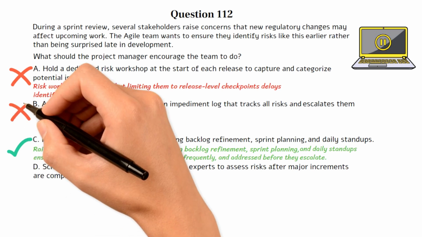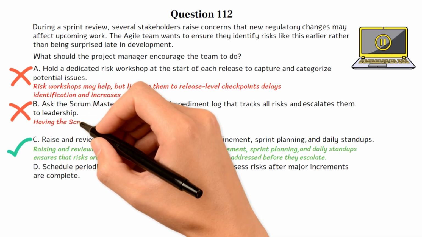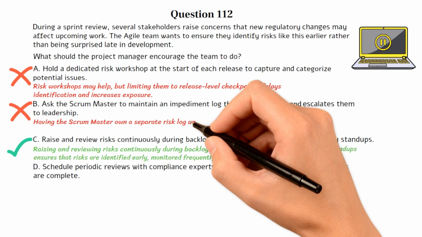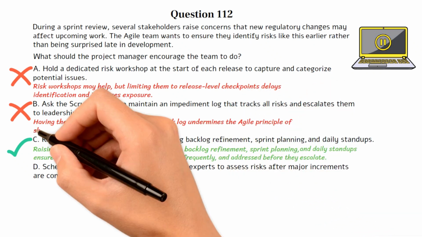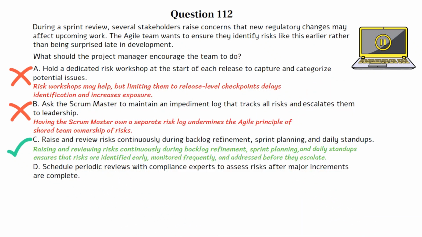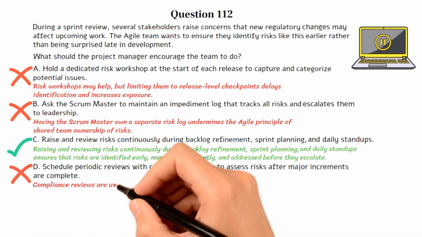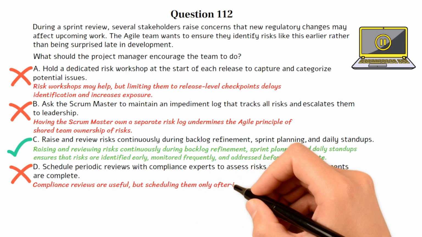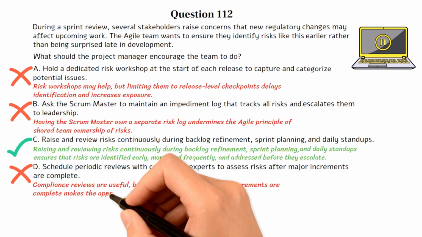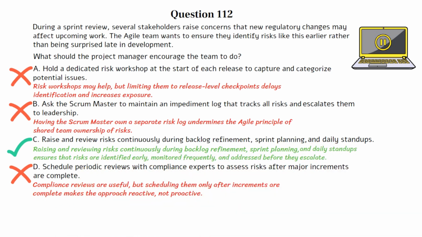Choice B is incorrect. Having the Scrum Master own a separate risk log undermines the Agile principle of shared team ownership of risks. Choice D is incorrect. Compliance reviews are useful, but scheduling them only after increments are complete makes the approach reactive, not proactive. Let's move on to the next question if you're ready.